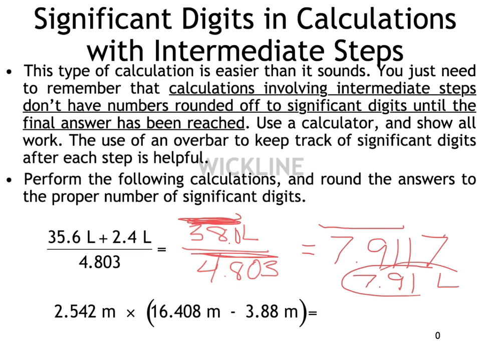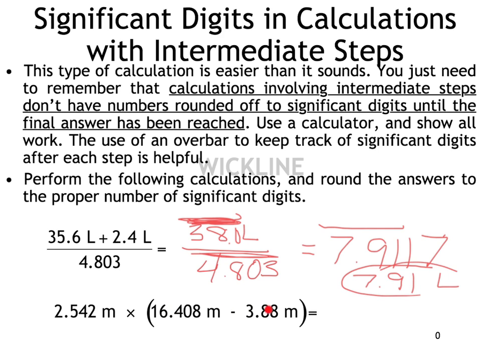So I did my rounding only in the last step. So you round only in the last step. You can do significant figures and stuff in between, but you round only in the last step. So I'll do one more example here.